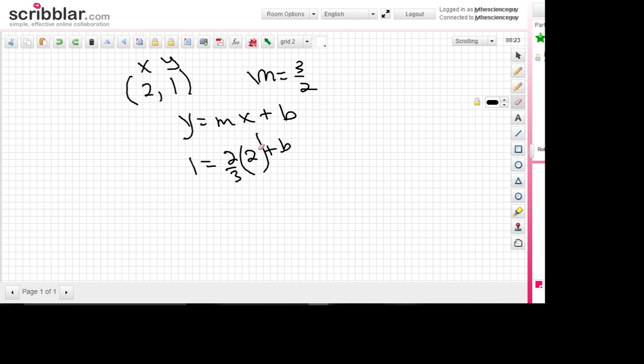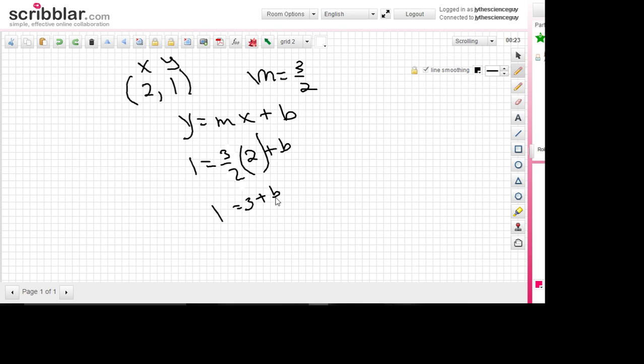It's like I was trying to make my equation easy for myself and then I tried to make it harder. So this is 3/2. When you multiply a whole number by a fraction, you divide the bottom first and then multiply. So what's 2 divided by 2? 1. Times 3. 3. So this is 3 plus b is equal to 1.